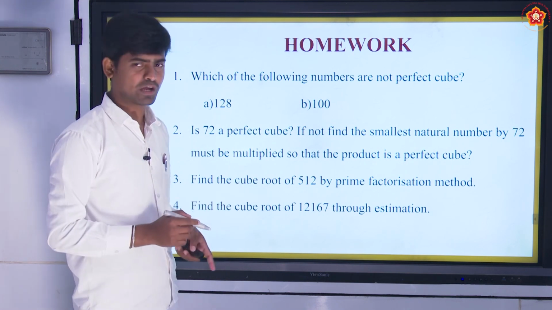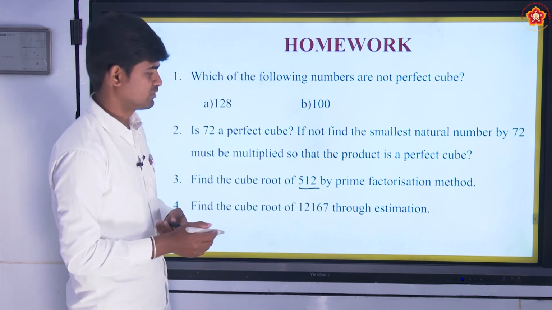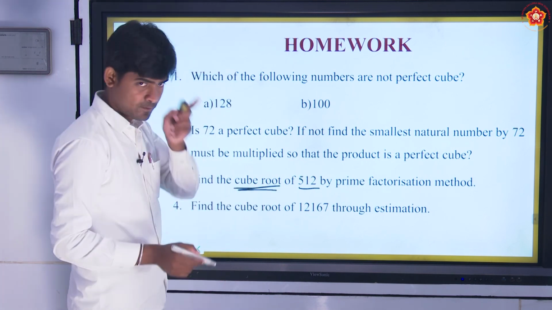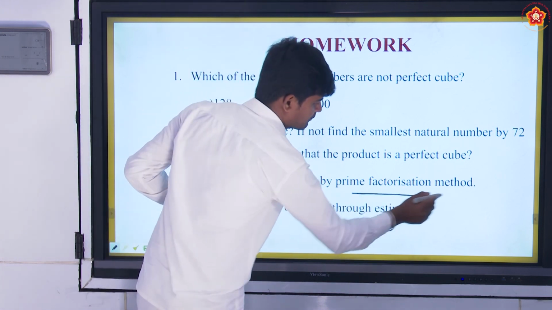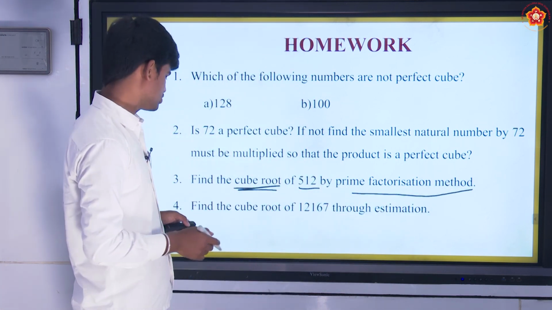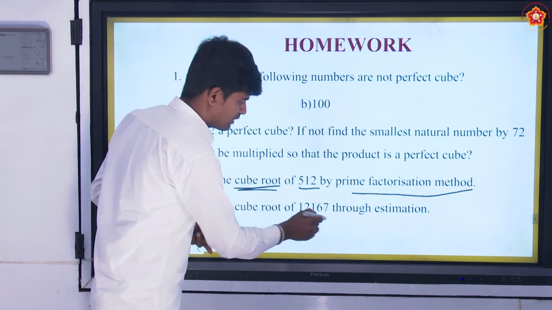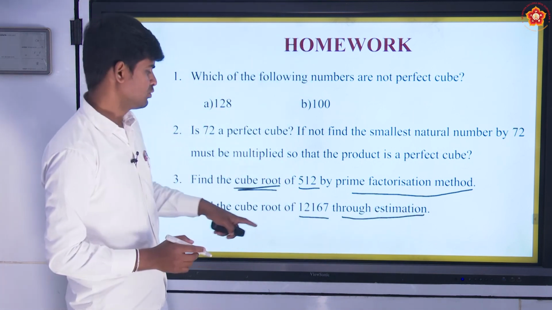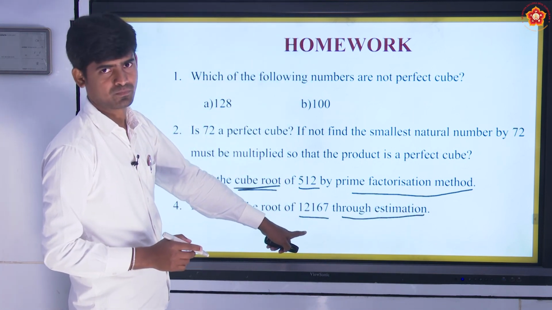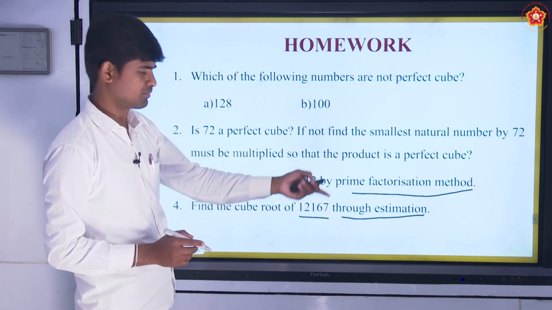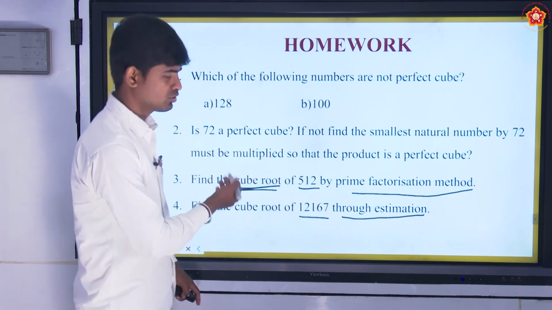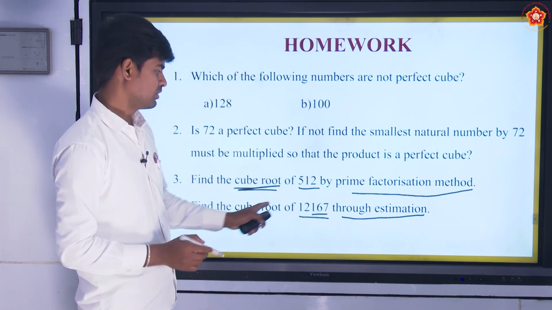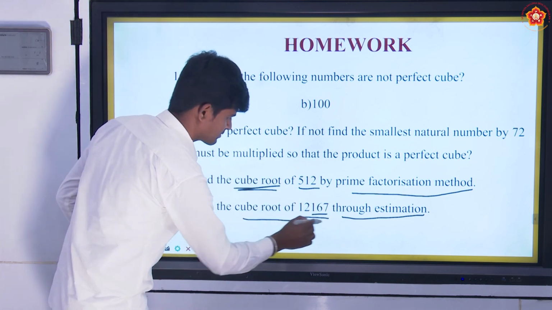Next, find the cube root of 512 by the prime factorization method. Last question, find the cube root of 12167 through the estimation method. You have to find that one, not by prime factorization or other methods. You have to only estimate. I already told in the last slide what you have to do.